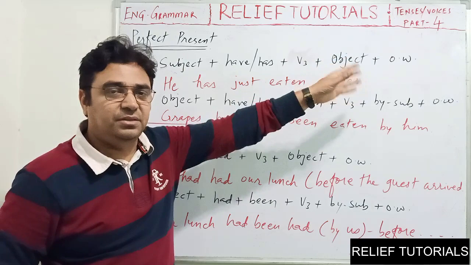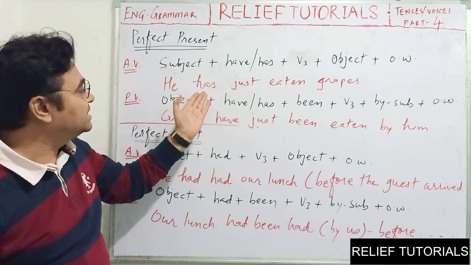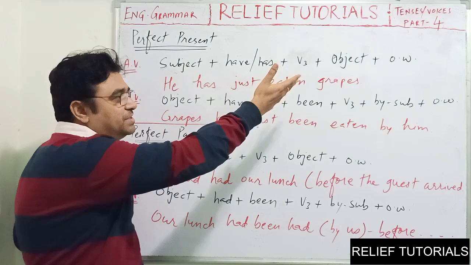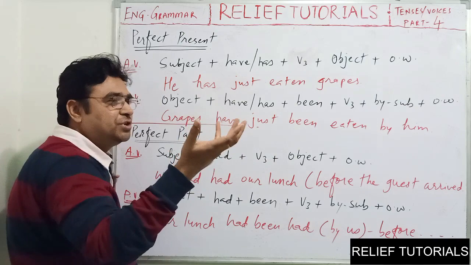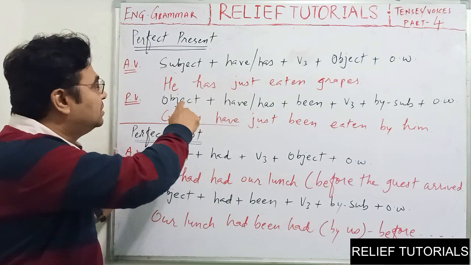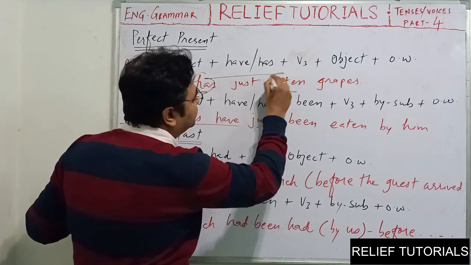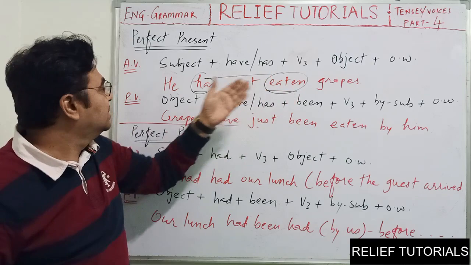He, subject, has, auxiliary verb. Now the other words fall over here. As it is an adverb, it does not have any specific place. So wherever you want to put it emphatically, just put it. So it is put between the auxiliary verb and the main verb. So he has just eaten. So your verb is this only. Has eaten. Eaten is the past participle form of the verb eat. He has just eaten grapes.